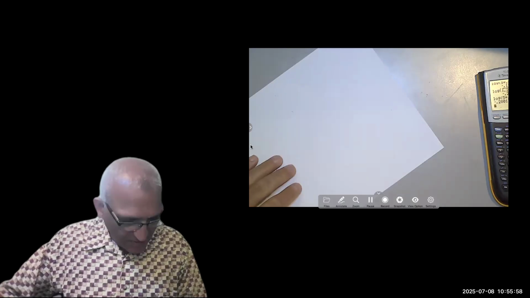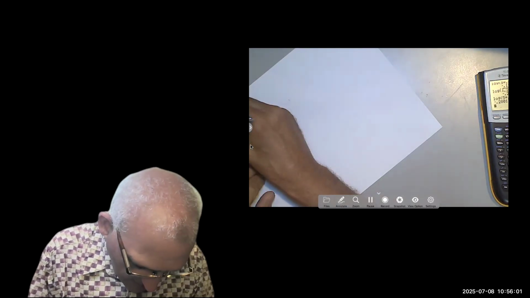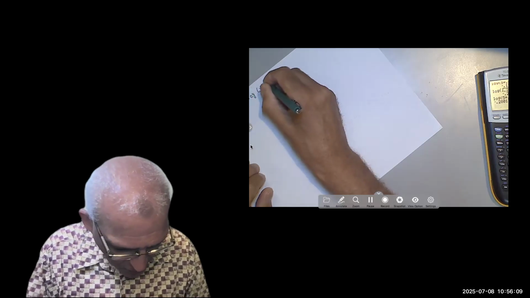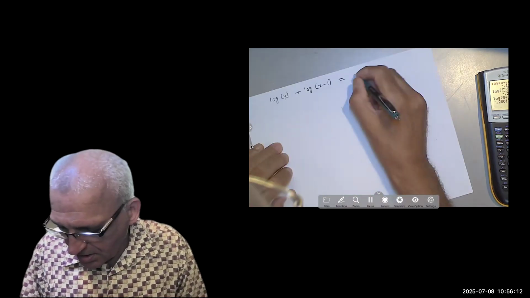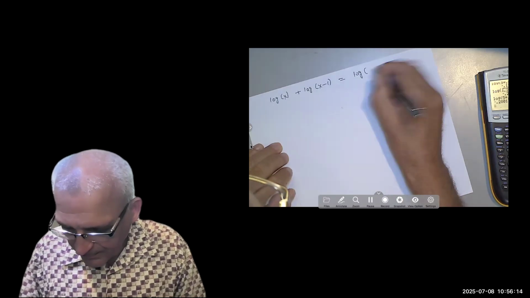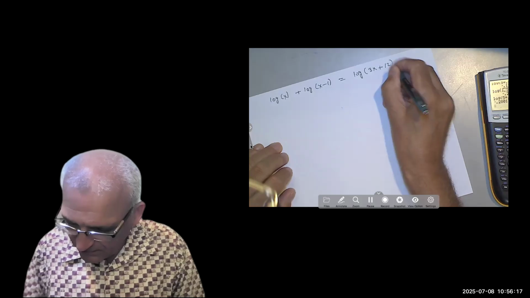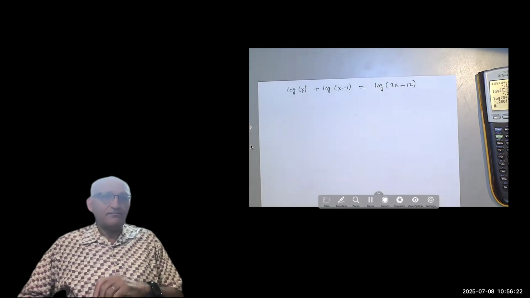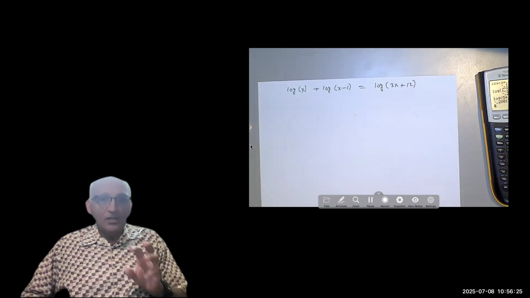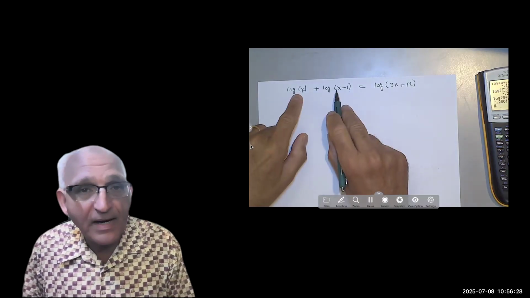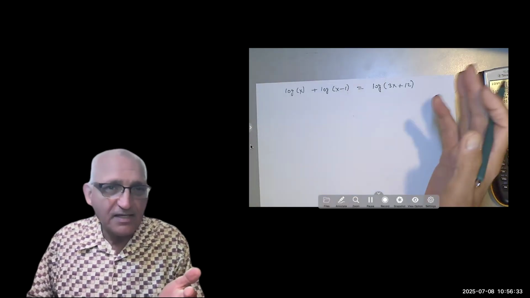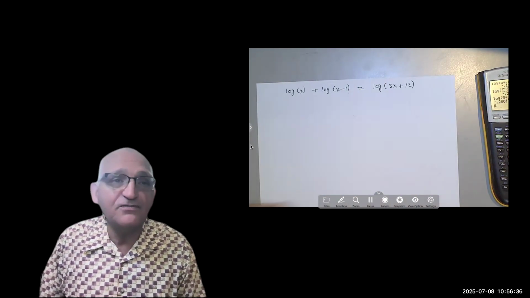Let's pick another example. Let's say log x, so to the base 10, plus log, say, x minus 1 equals log 3x plus 12. So what do I do when I have 3 of those? You have to combine 2 together. So I have to combine these 2 or move this to the other side and combine 2. It doesn't matter, but you cannot deal with them as separate values.